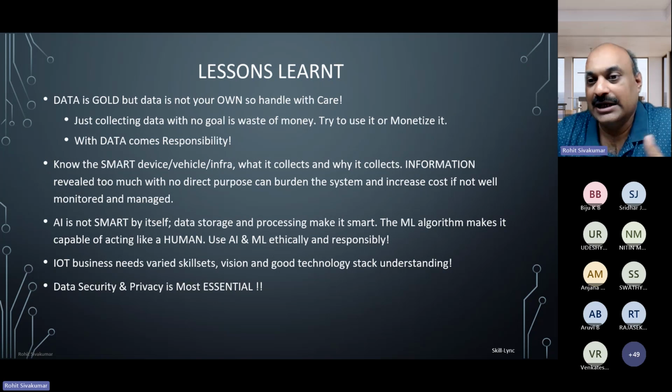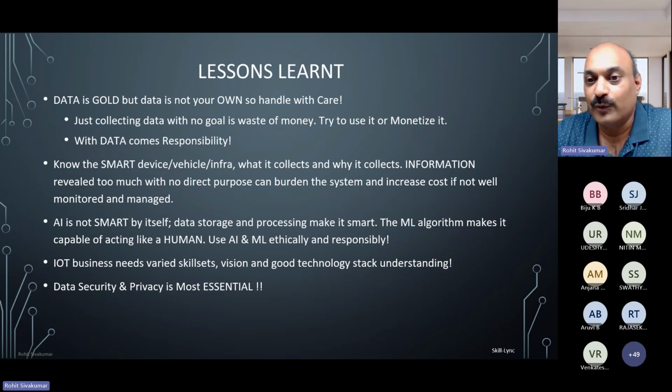If you're building AI, ML capabilities, data has to be taken in responsibly. You want to be ethical about how you're using this data to control your systems. So it has to be done in a responsible, ethical way.